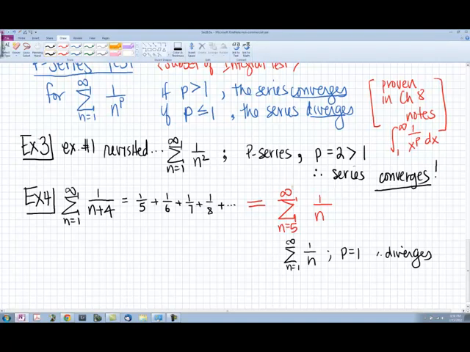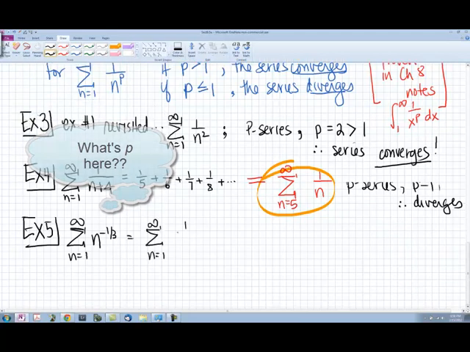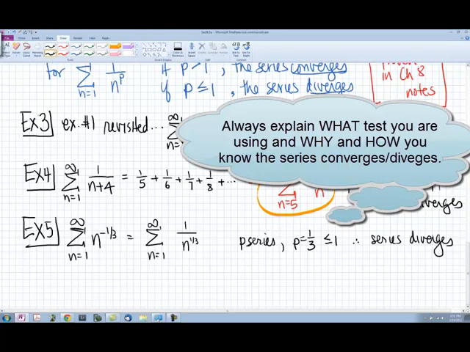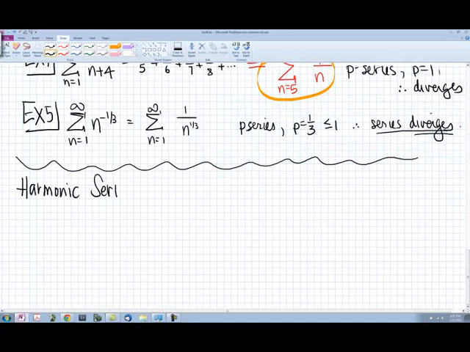So for this type of thing, we can be a little bit creative. We can adjust our starting point. Then we can say that it's a p-series. P equals 1, therefore it diverges. How about n to the negative 1/3 power? What's p? This is really 1 over n to the 1/3 power. So what we say here is that we have a p-series. P equals 1/3, which is less than or equal to 1. Therefore the series diverges.